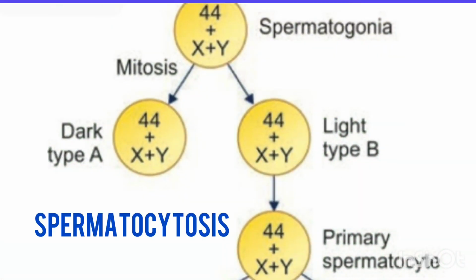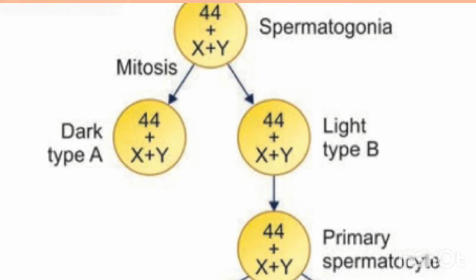Spermatocytosis is a simple mitotic division of the spermatogonia or the primitive germ cells into primary spermatocytes. As you can note, the chromosome number remains the same as it is just a mitotic division.